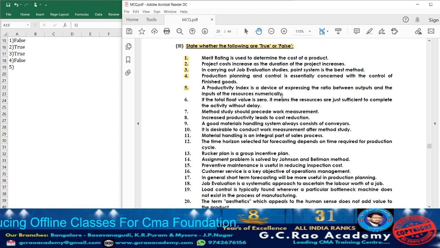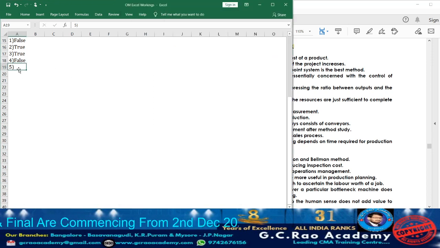What is productivity? As we know, productivity provides the relationship between the output obtained and the various inputs they have utilized. Output obtained relative to the various inputs utilized, that we are going to call productivity. So accordingly, statement 5, whatever is given, is true. So for statement 5, take down, it is true.